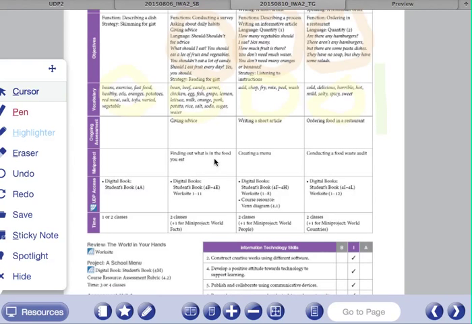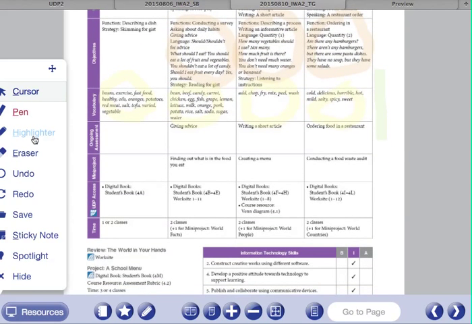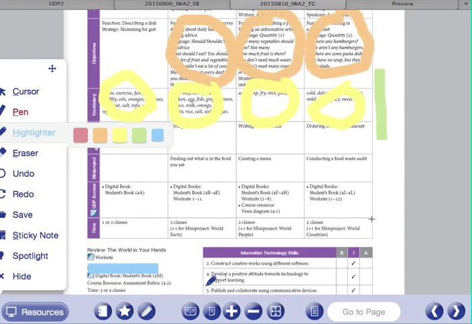Importantly, our topic will also develop a project, and we're working towards very important outcomes. We're going to be finding out what's in the food we eat. We're going to be creating a menu, and we're also going to be ordering food in a restaurant. And the project for this particular unit is a school menu, and you can find that at the very end of the unit, the last 2 pages. So here are some of the things we'll be working on in our unit.